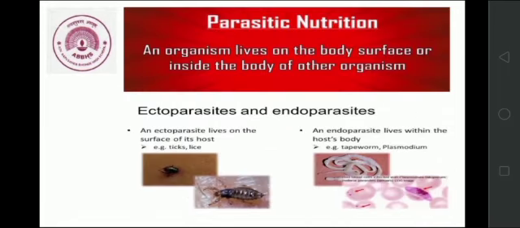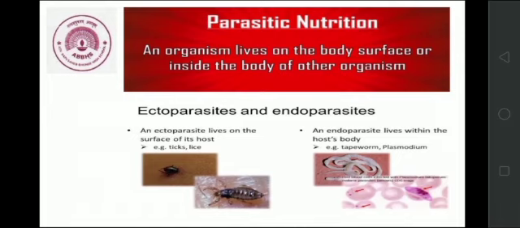Have you ever seen small animals on the bodies of animals like dogs and buffaloes or humans? Which are those small animals? Yes, ticks, lices, bugs, etc. These small animals are known as parasites. A parasite is an organism that lives on the body surface or inside the body of other organism.